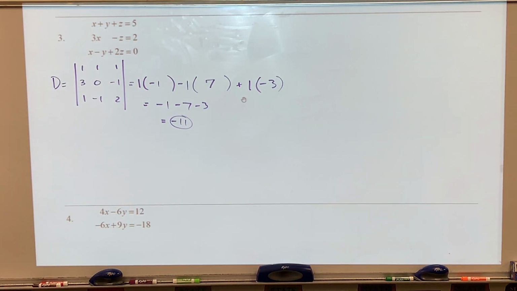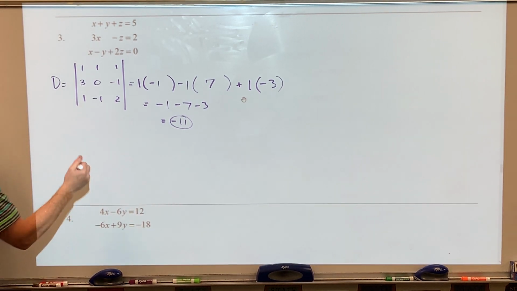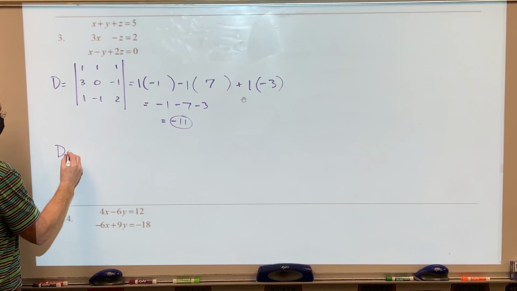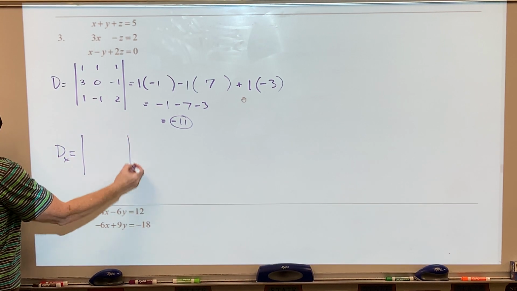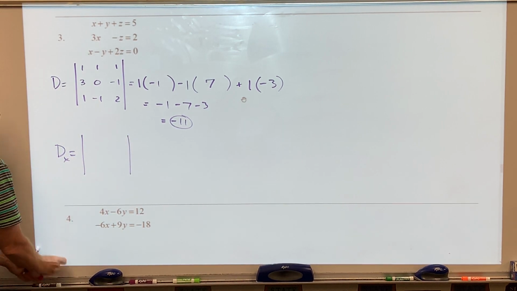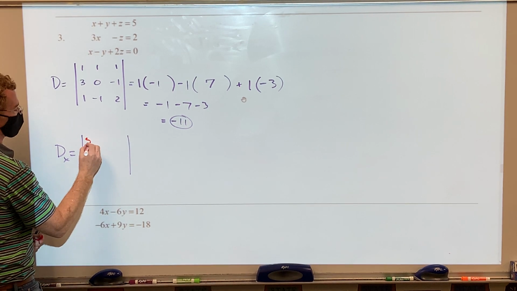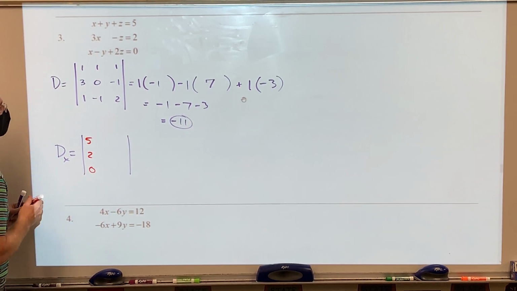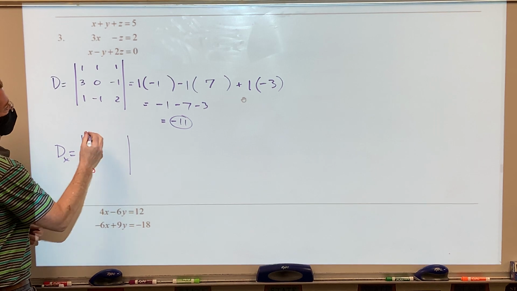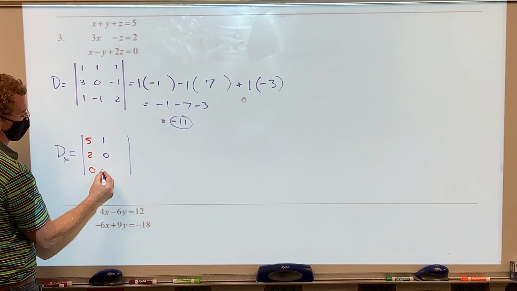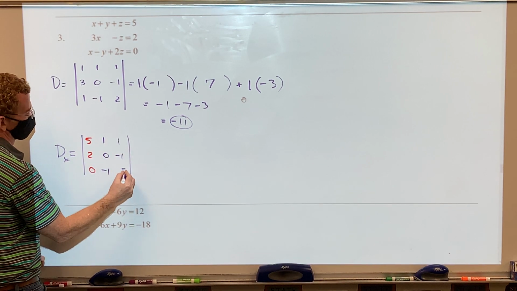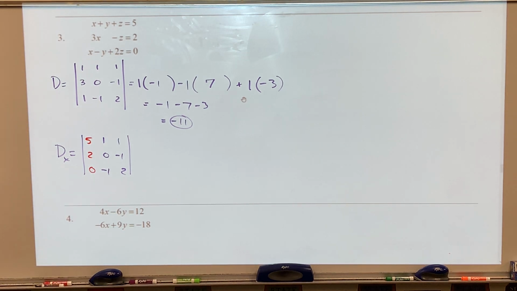That's D. Now what's dx? You gotta replace 131 with 520. I'm going to put the 520 in the x's column, which is the first one. Copy everything else down. And I'm probably going to expand about this first row again.